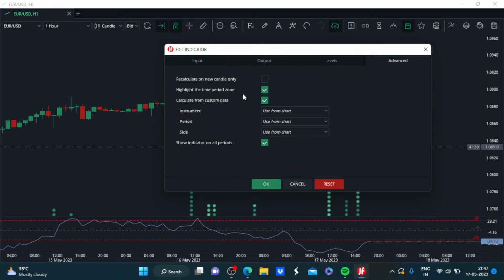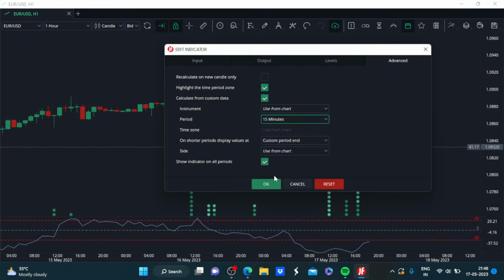The customization can also be done in terms of the instrument, candle period, and spread side. This doesn't really make much of a difference in terms of the candle period. You can change and go for different candle periods. You can have these different setups regardless of what is the chart's candle period. You can vary the calculation candle period.